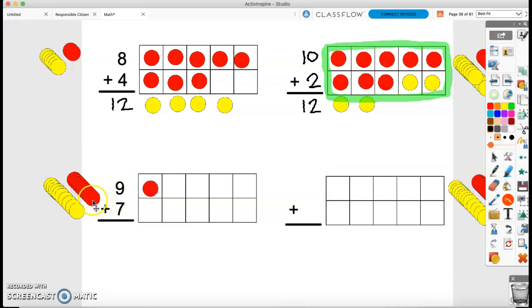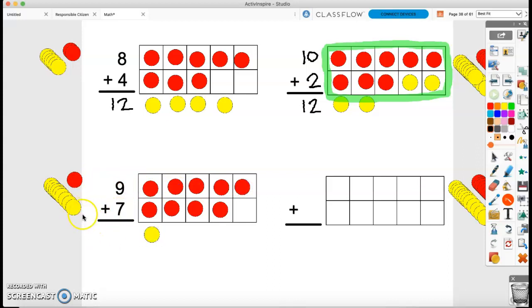So I'm going to fill this up so that I have 9. And if I fill it up so that I have 9, I know that I only have one empty space. Once again, we've been working on that so that we know how to read a 10 frame quickly on dots and spaces. So I have 9. Now I need 7 more.